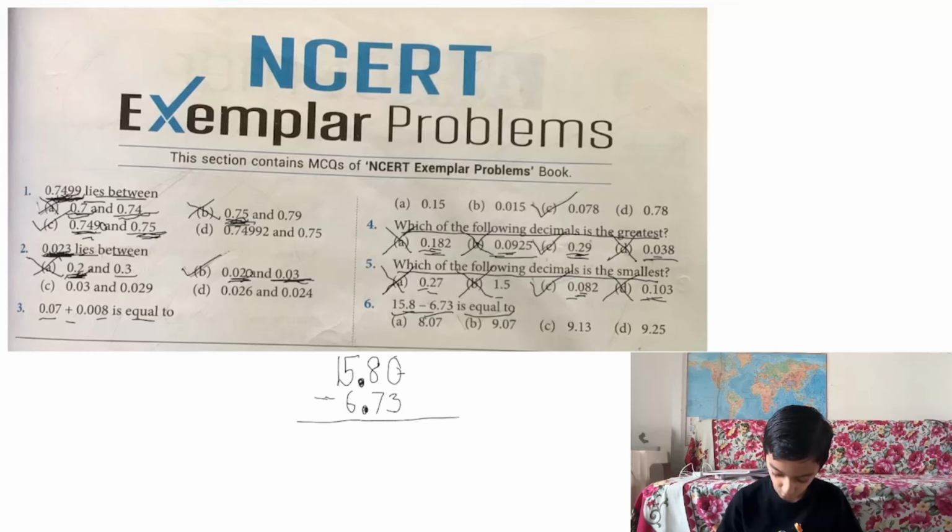Here we cannot do 0 minus 3, so we'll borrow from the next digit. Here 8 will become 7 and here 0 will become 10. So 10 minus 3 is equal to 7. 7 minus 7 is equal to 0.